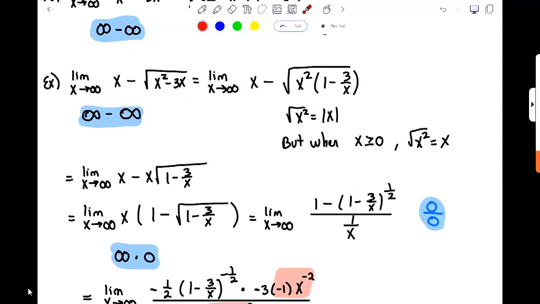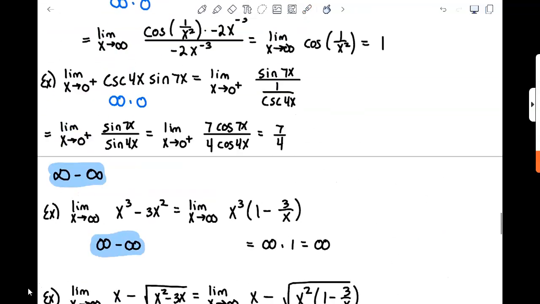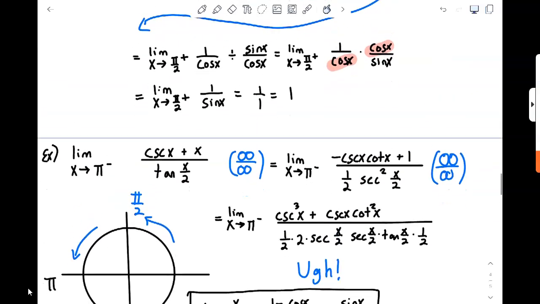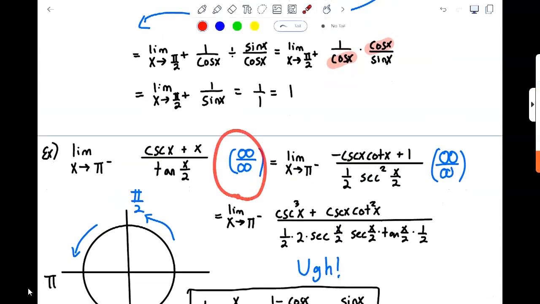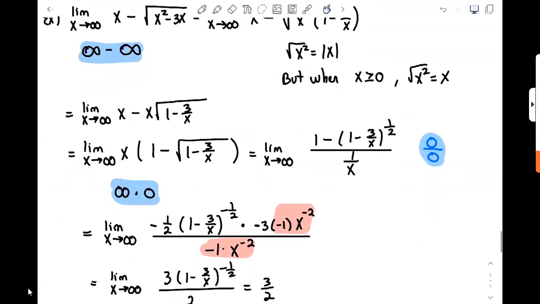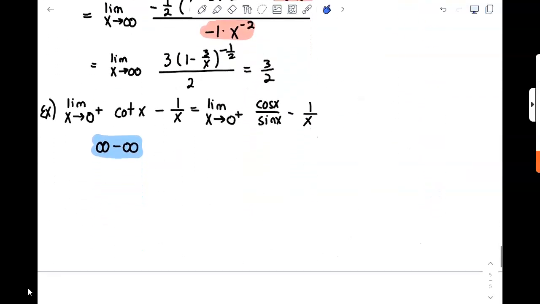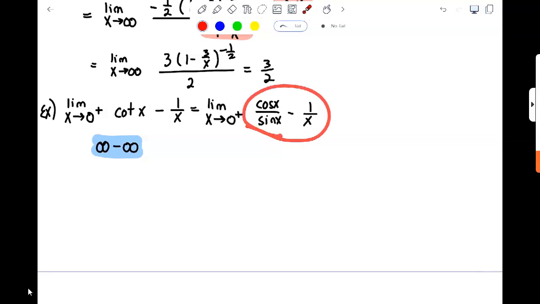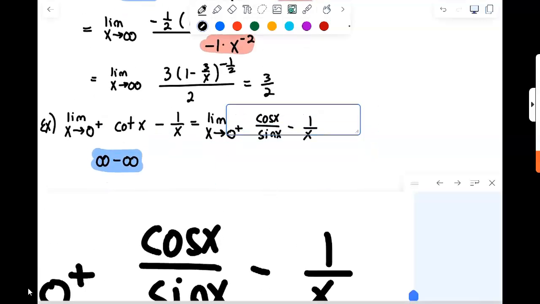The hope being that once it becomes a fraction, then I would have either a 0 over 0 or an infinity over infinity limit once stuff's written as a fraction. Once we put the things together, it'll be a single fraction, which would hopefully then be of a different indeterminate form, either 0 over 0 or infinity over infinity. So that's kind of the idea there that we're looking at.